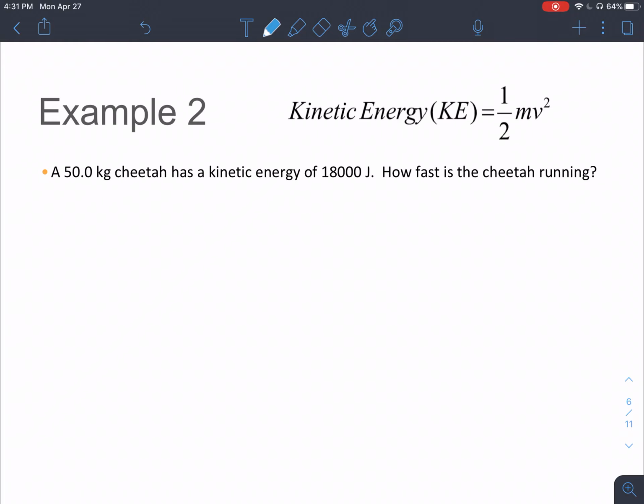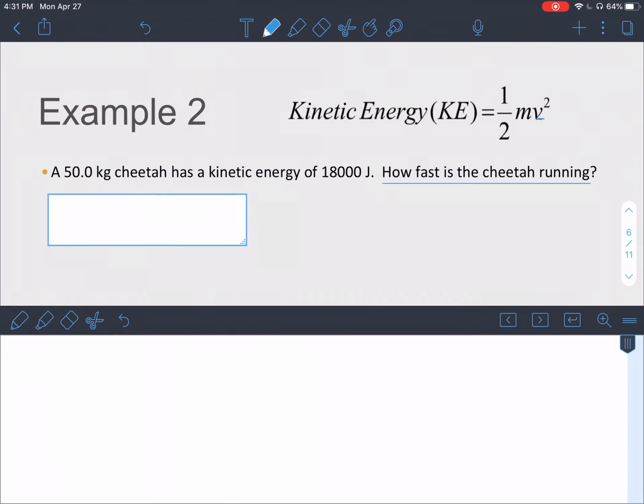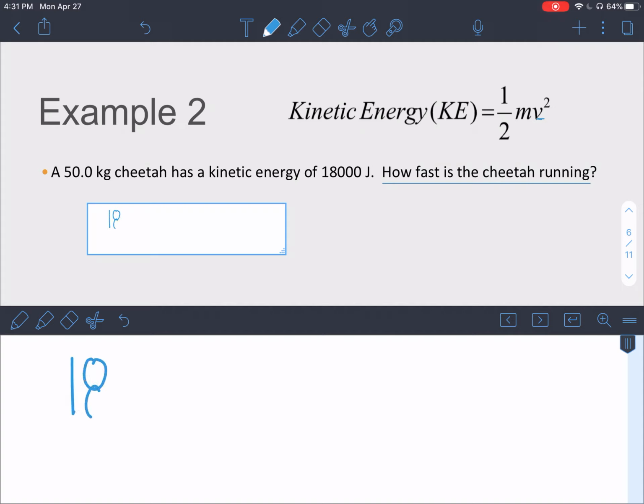Okay, so in this problem, we are not solving for kinetic energy. We are given the kinetic energy, but we will be solving for velocity. We want to know how fast the cheetah is running. So how you do this, you can either plug the values in, then solve for the variable, or you can rearrange the equation so that v is all by itself, then plug everything in. We are going to plug everything in and solve for v.